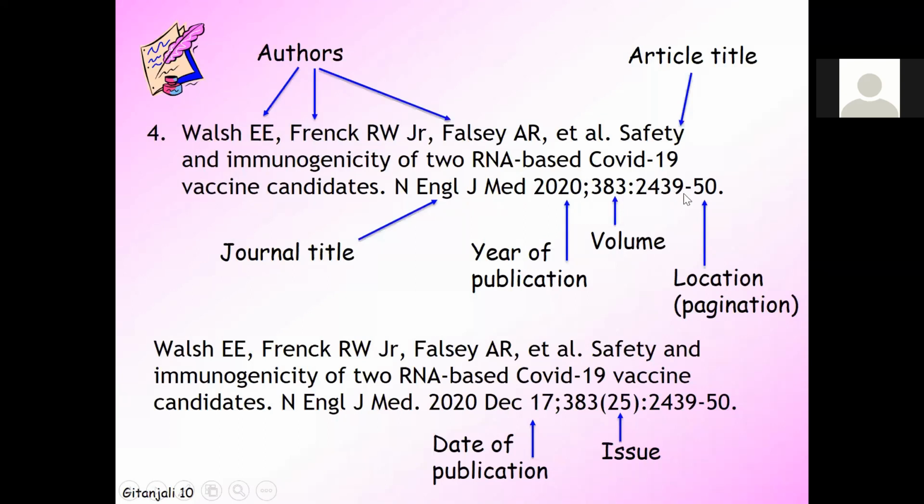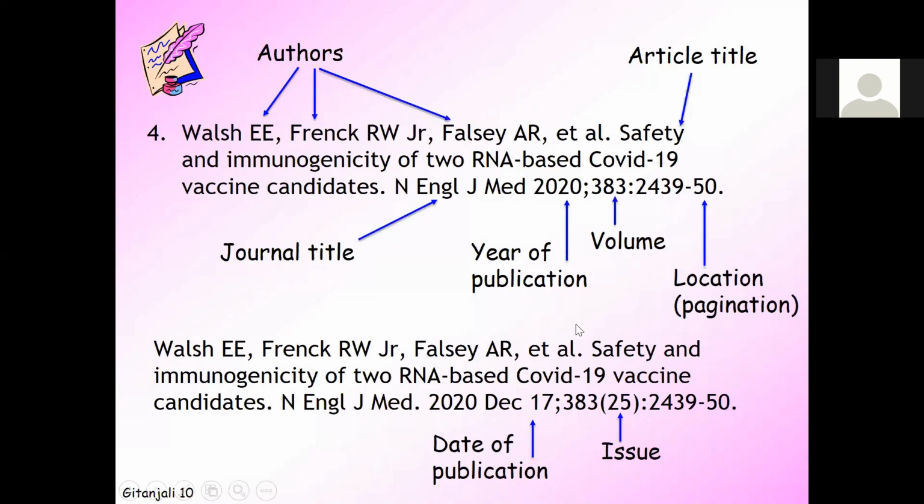Pagination, this is the first page, and then only the changed pages are written. Okay. So if it is 39 to 40, here it will be 40 or 50, whatever. So this is the pagination. Now, this is how it is given in many journals which follow Vancouver format.